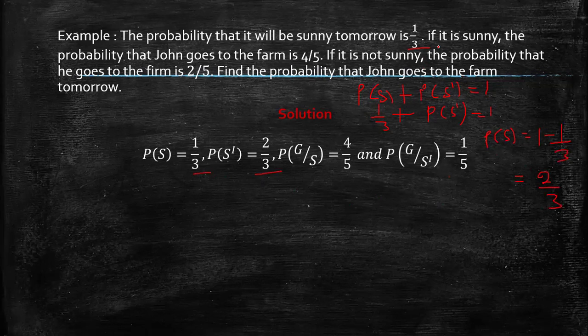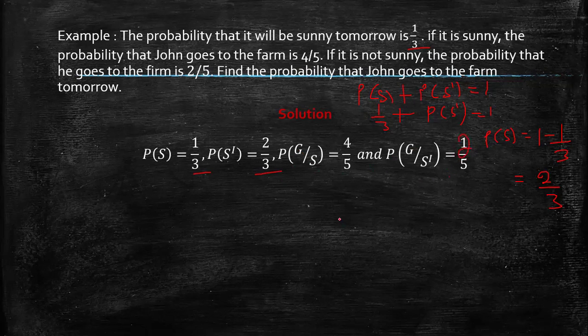Then we have this statement, if it is sunny, so meaning the sunshine comes first. Okay, so that is the initial condition. The probability that John goes to the farm is 4 out of 5. So that is why we have probability of G given S, the probability that he goes to the farm given that it is sunny, which is 4 out of 5. Then also, if it is not sunny, the probability that he goes to the farm is 2 out of 5.